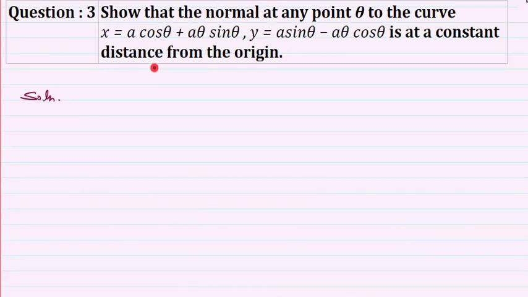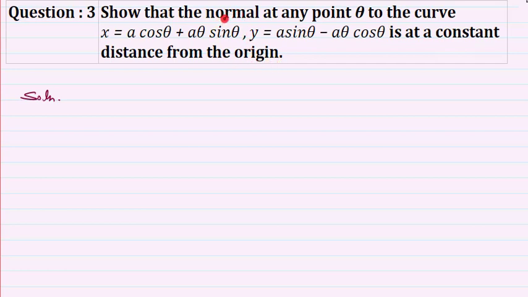Now let us come to the next problem. It is: show that the normal at any point theta to the curve x = a cos theta + a theta sin theta, and the second curve is also given, is at a constant distance from the origin.